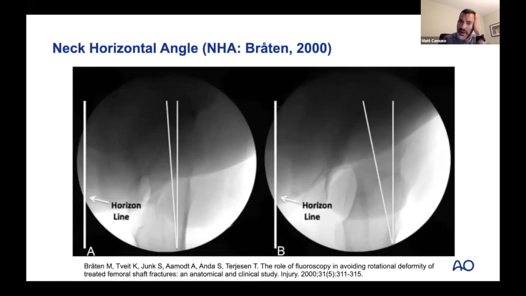This technique by Broughton was described in 2000. It's called the neck horizontal angle. It's a little bit difficult for me to understand well, but it's really quite similar. It assumes that the neck lateral is a perfect lateral with the floor. We call that the horizontal line, and then compare that to the neck version. This is another measurement that can be made routinely, comparing the horizontal line with the neck axis version. We call it the neck horizontal angle, and that was the second method they used to try to determine rotational abnormalities.